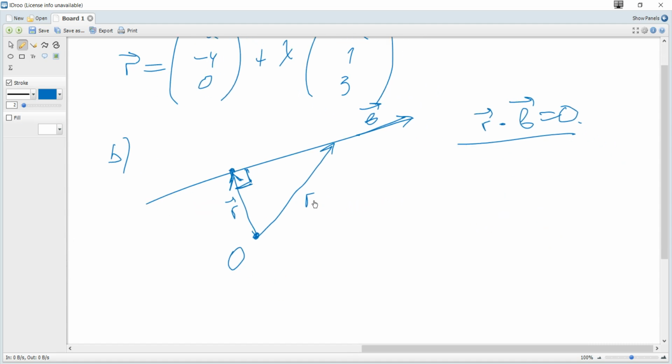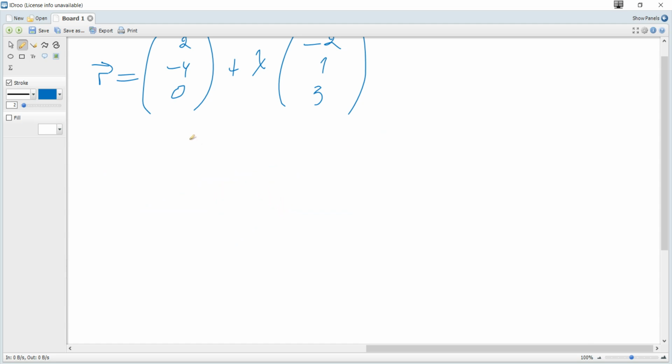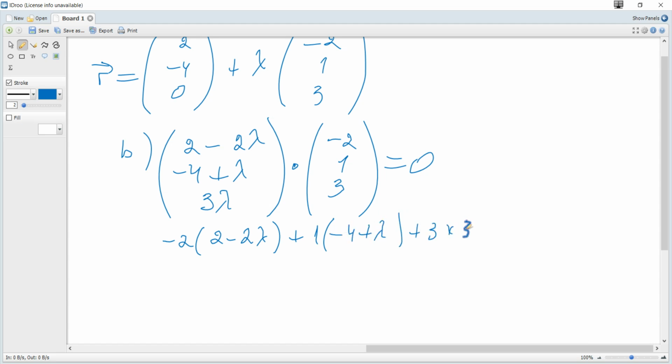So it becomes (2 minus 2 lambda, negative 4 plus lambda, 3 lambda) is our R vector, and its dot product with (-2, 1, 3) is 0. The dot product is x by x plus y by y plus z by z, so it becomes negative 2 multiplied by (2 minus 2 lambda) plus 1 multiplied by (negative 4 plus lambda) plus 3 multiplied by 3 lambda is 0.